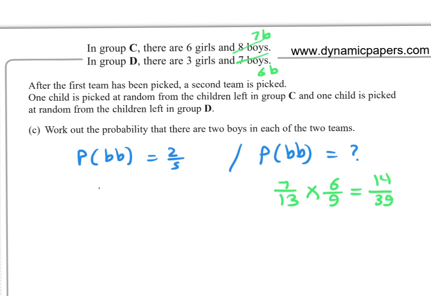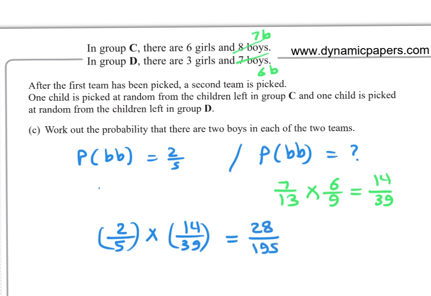Now the probability that we have 2 boys in each team equals 2 over 5. This is the probability that we have 2 boys in the first team. Multiply by 14 over 39, 2 boys in the second team, equals 28 over 195.